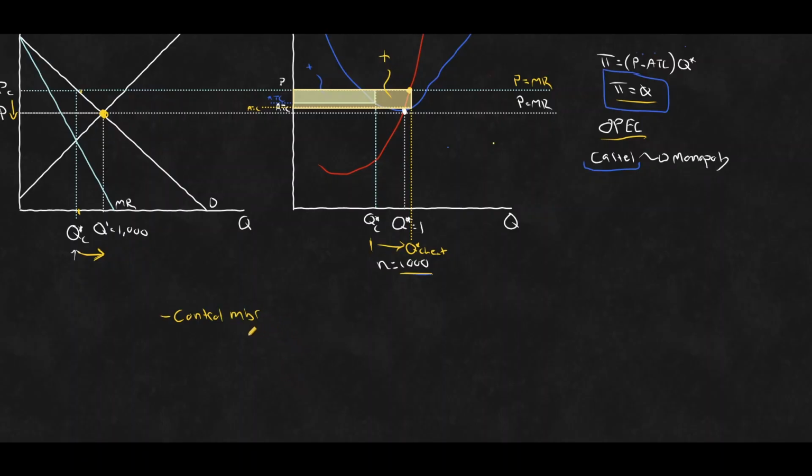You need a way to control your members so that when you come together, when you collude, yes, you restrict your output to Q star, the cartel quantity. But then you need a way to keep an eye on this, to see what is happening, to make sure that they're not cheating, they're not flooding the market. Some cases that have worked really well with this is in Canada, we have our dairy industry.